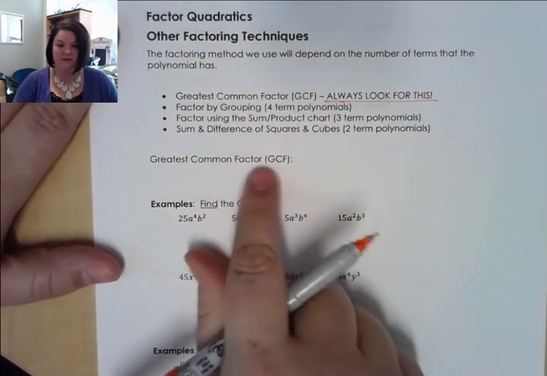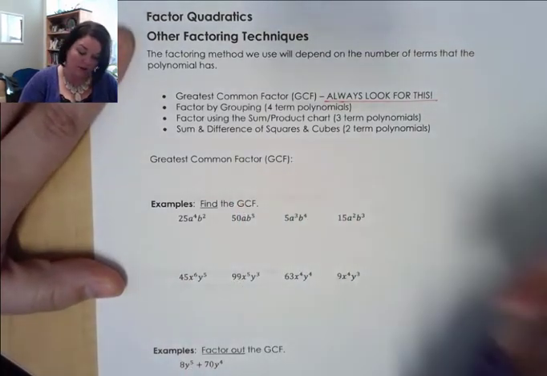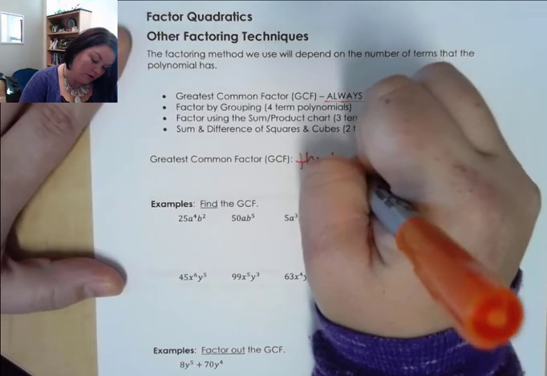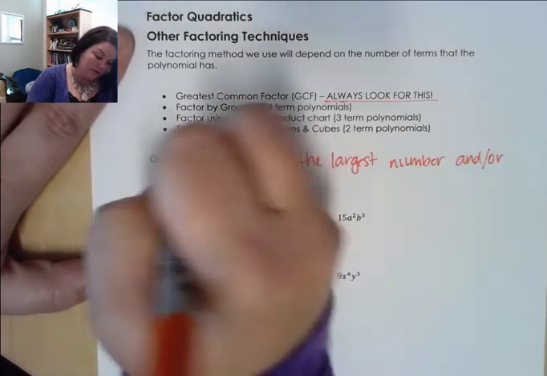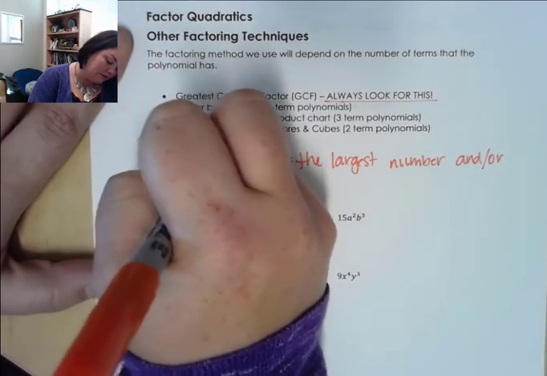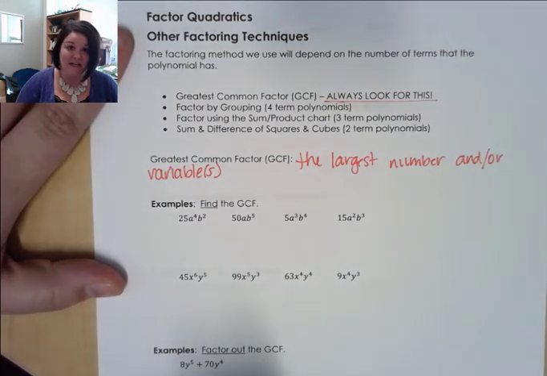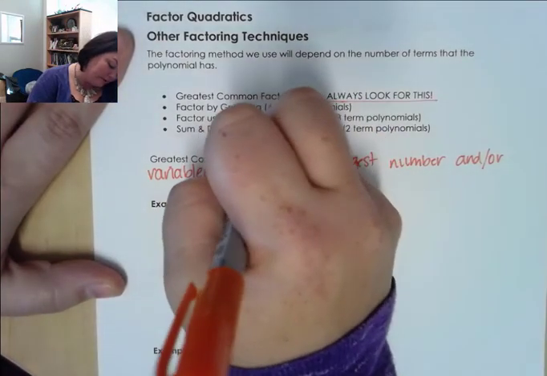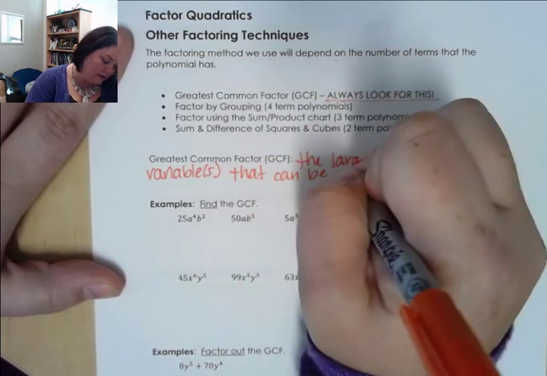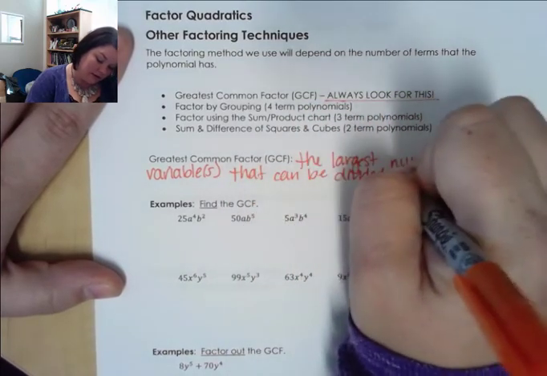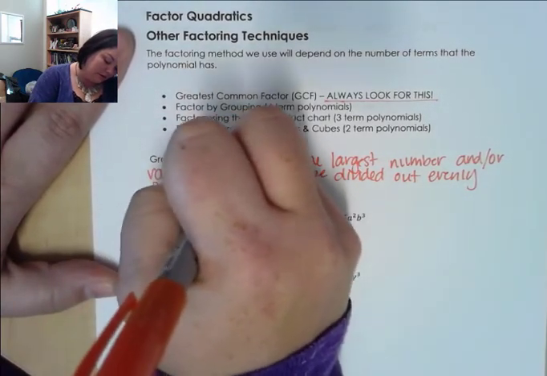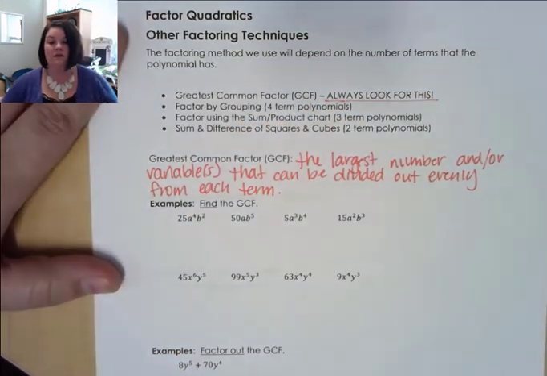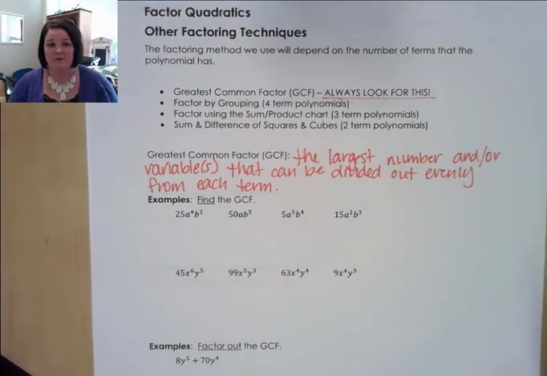And what a greatest common factor is, I'm going to go ahead and write it in right here, is basically the largest number and/or variables that can be divided out evenly from each term. The largest number and/or variables that can be divided out evenly from every term.